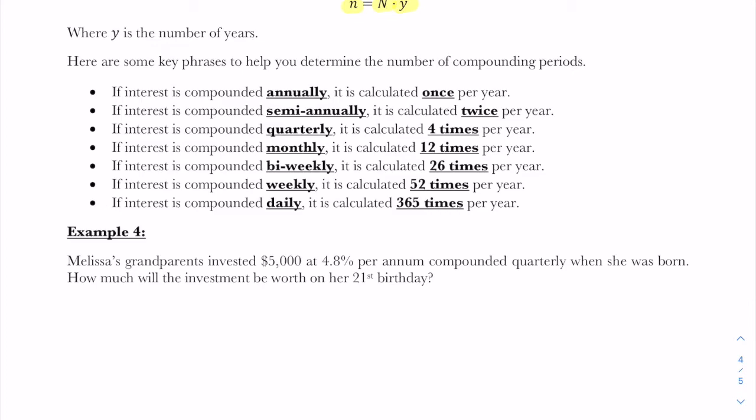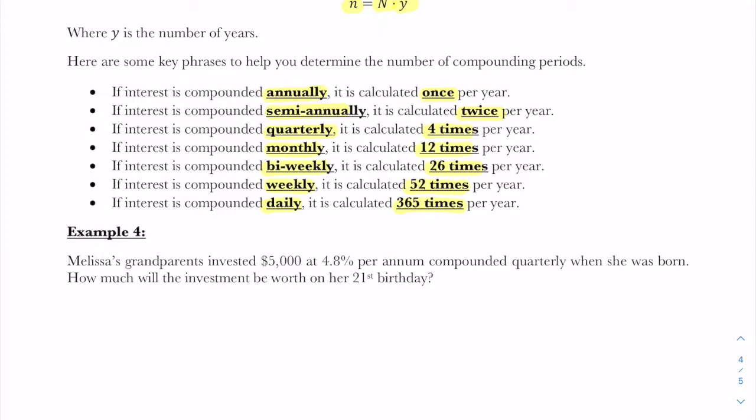There are some key phrases to keep in mind when working with compound interest. When interest is compounded annually, that would be once per year. Semi-annually is twice per year. Quarterly refers to 4 times per year. That would be every 3 months. Monthly is once per month or 12 times per year. Bi-weekly, that would be 26 times per year or every 2 weeks. Weekly would be once a week or 52 times a year. And lastly, you can even imagine compounding your money daily. That would be every day or roughly 365 times a year, not including leap years for simplicity.